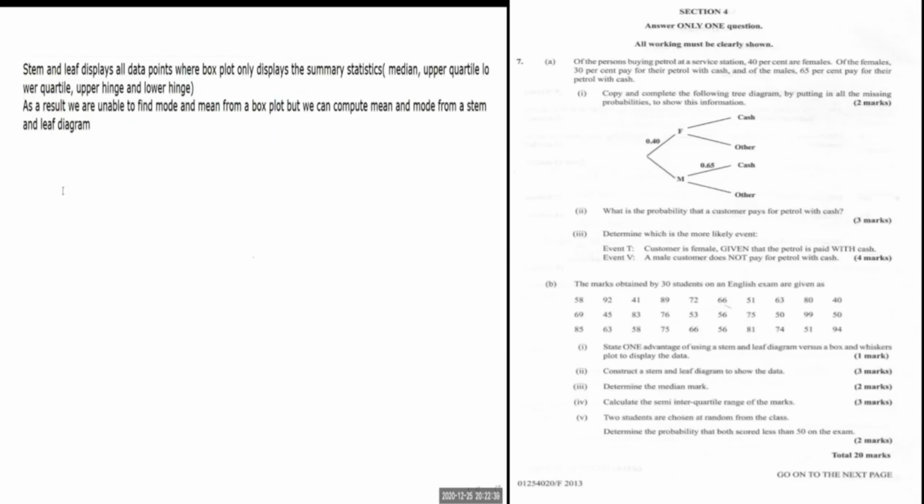So now the next part of the question says, construct a stem and leaf diagram to show the data. So I want to construct a stem and leaf to show the data. All right, so I'm just going to write out all the data. It makes it easier right here. So just rewriting all the data.